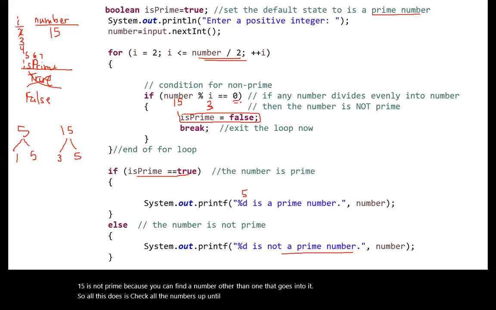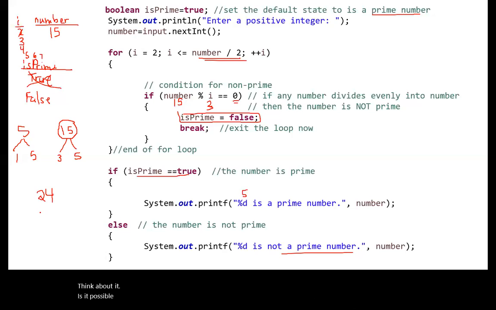Can you understand why you go to half? Once we've gone beyond half of this number, there's no way you can get into it. Think about it. Is it possible to divide 24 by 15 evenly? Not a chance. So the biggest number you could possibly get is half of it. After that, it's a waste of time.